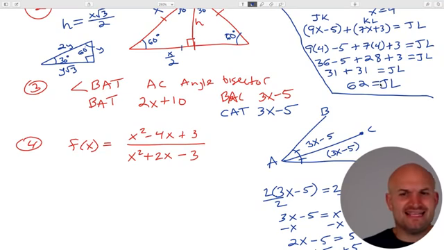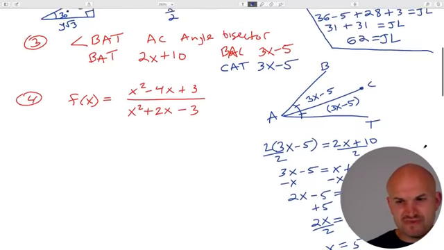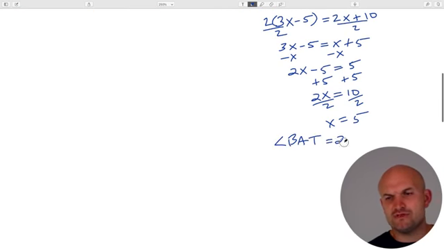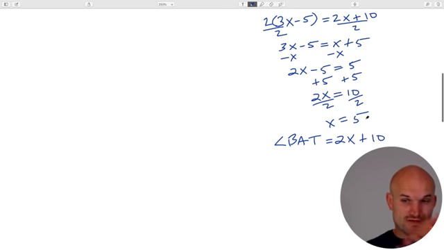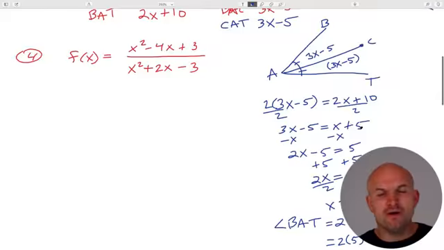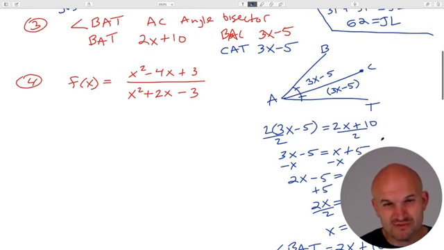Maybe the question was find the angle of BAT, determine the measure of BAT. So if angle BAT is equal to 2x plus 10, and we know that x is equal to 5, then we can evaluate that by plugging the 5 in, and therefore we would get 20. So I think that was what that question was asking.